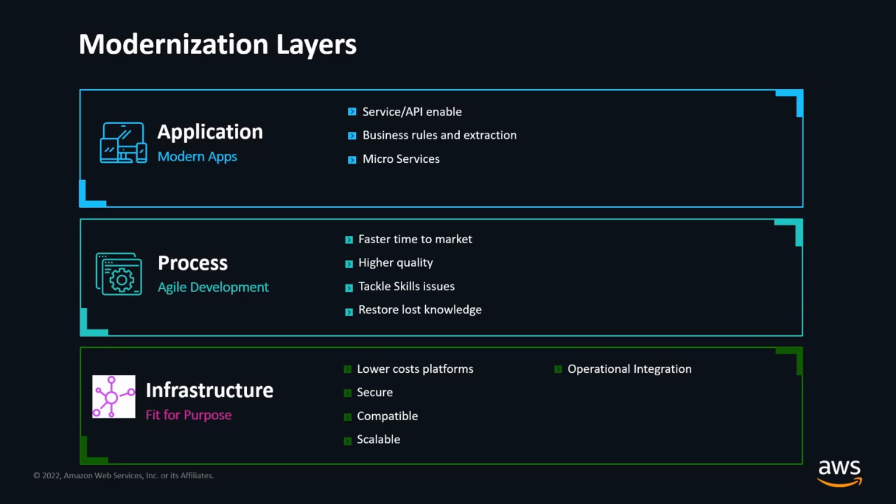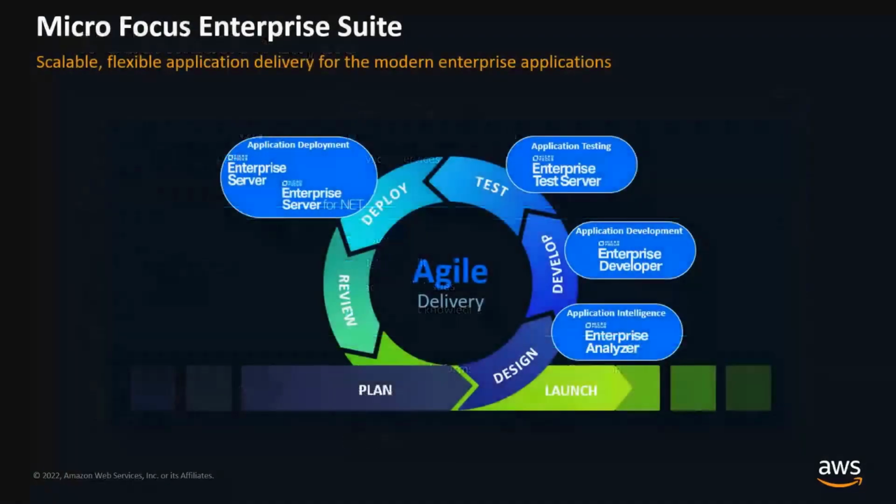To support all of these different lenses, we have our Enterprise Suite. Now, some of those tools you'll see today, such as Enterprise Analyzer, which we'll use for the application assessment stage, and Enterprise Developer, which we'll use to make sure the migrated application compiles and runs correctly on AWS. An important part of our suite is our Enterprise Server, which is the production server for mainframe applications. You will not see it in the demo per se, as it is the underlying engine that is running the mainframe applications on the AWS mainframe modernization environment.